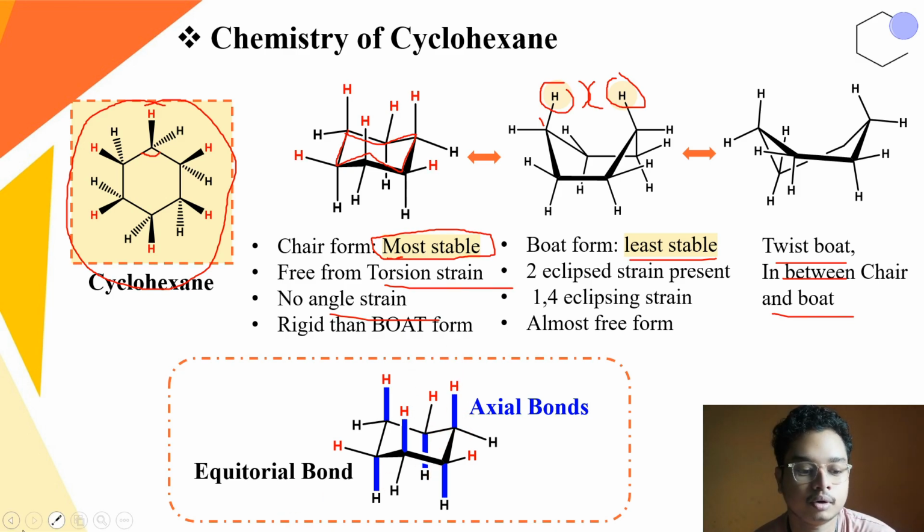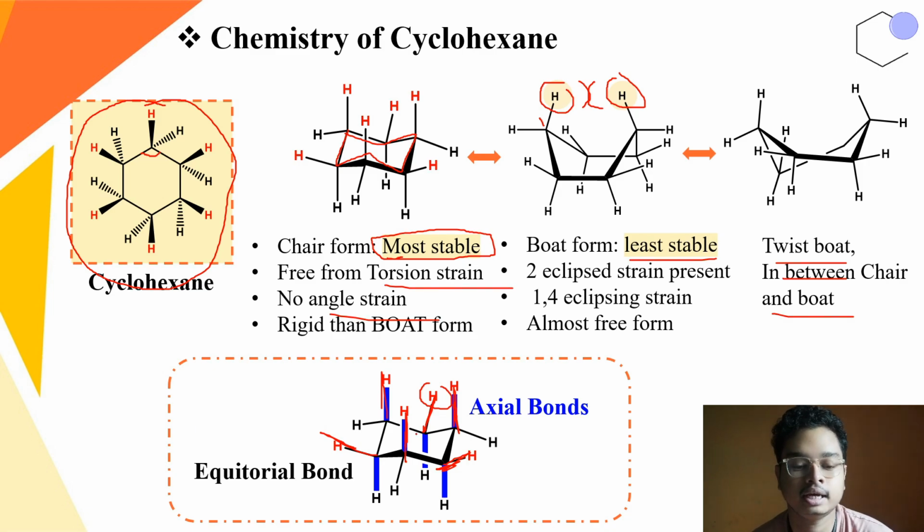Like all the bonds that are present in the upward direction, like this one, this one, this one, this one, this one, and this one. These are all upward bonds, irrespective of whether they are axial or equatorial bonds. They depict the bonds closer to the observer, like the bold bonds.